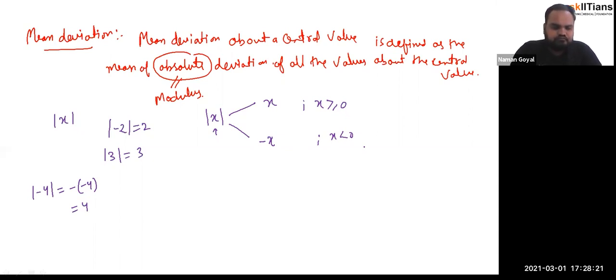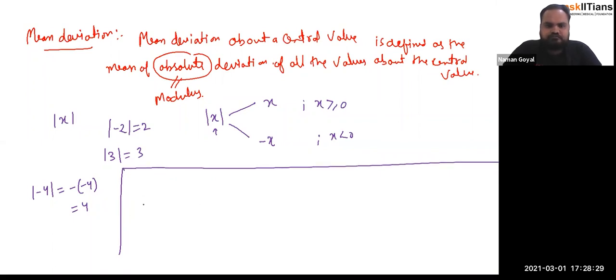Now see, the concept behind this is what? Listen, if we have x1, x2, x3 and so on up to xn, these are n observations.